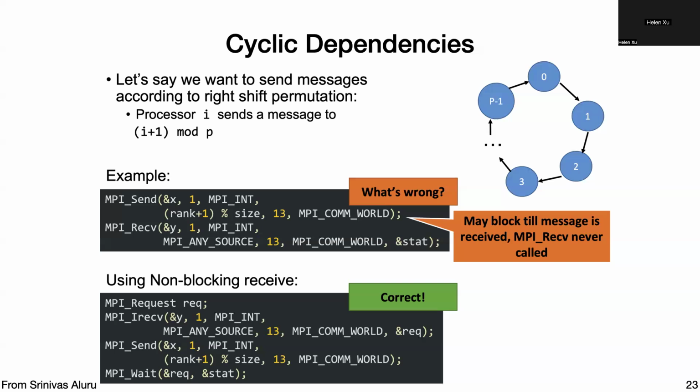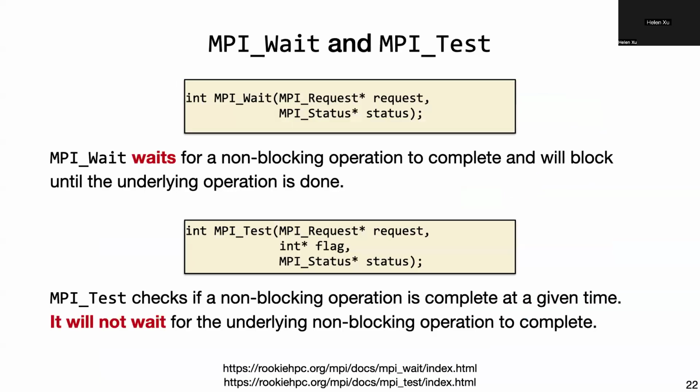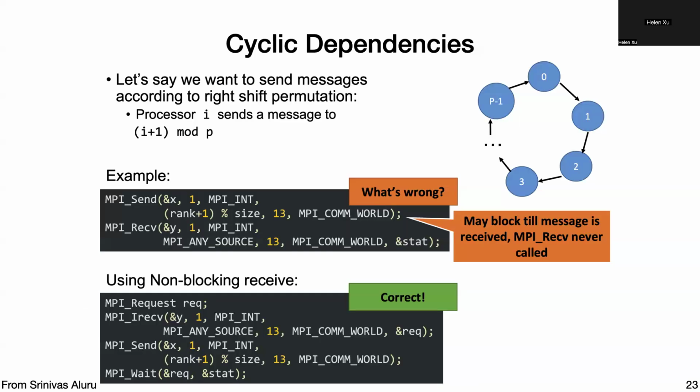The status is something that you fill also with the request. So let's go back for a second. Here you pass in the status, and then wait will fill in status with some metadata, and then you can query it. It's like a struct, you fill it in, and you can query it afterwards, but if you don't care and you just need to proceed, then you don't need to ask for it.